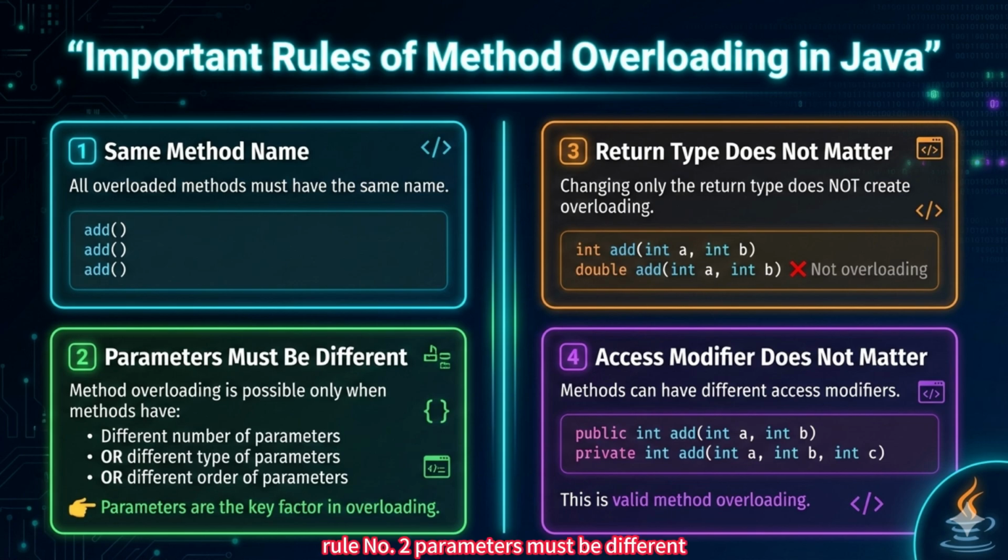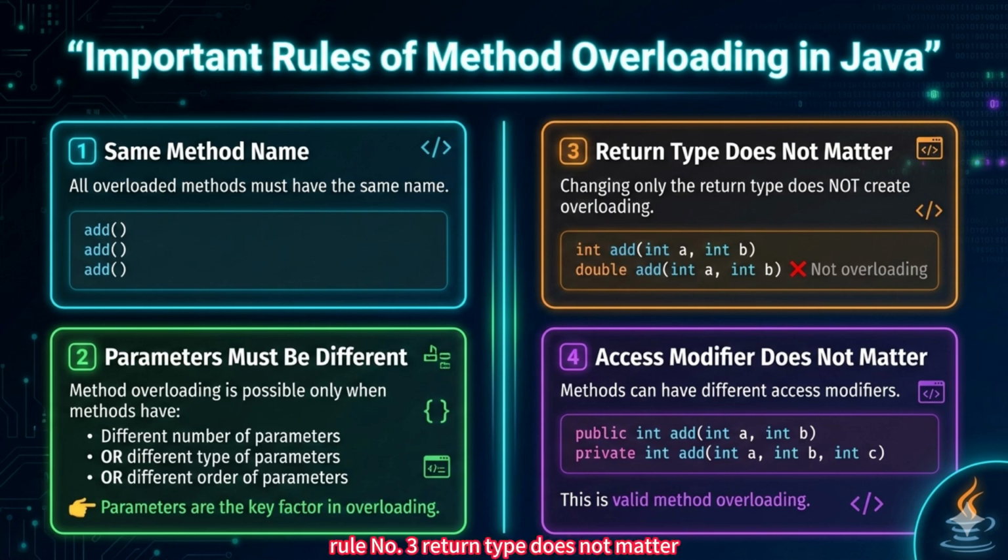Rule number 2, parameters must be different. Method overloading is possible only when methods have different number of parameters or different type of parameters or different order of parameters. Parameters are the key factor in overloading. If parameters are not different, overloading is not possible.